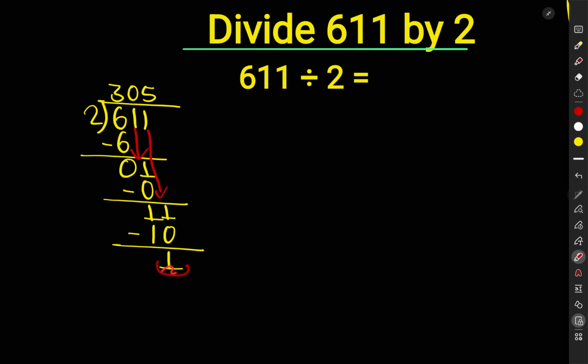So now this 1 is less than 2 and there is no other number to put down. So we take a decimal here so that we put 0. So it is 10 and 2 times 5 is 10. On subtracting we get 0. So 611 divided by 2 is 305 decimal 5.